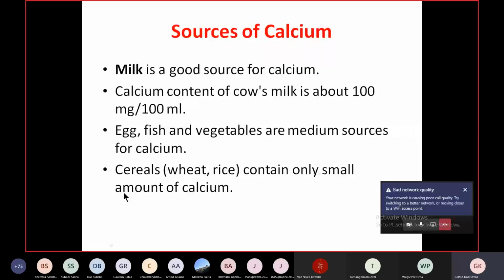Now the RDA, the daily requirement of calcium for an adult is about 500 milligram per day, and for children it is about 1200 milligram per day. During pregnancy and lactation, in lactating women, the requirement of calcium is increased, up to 1500 milligram per day.